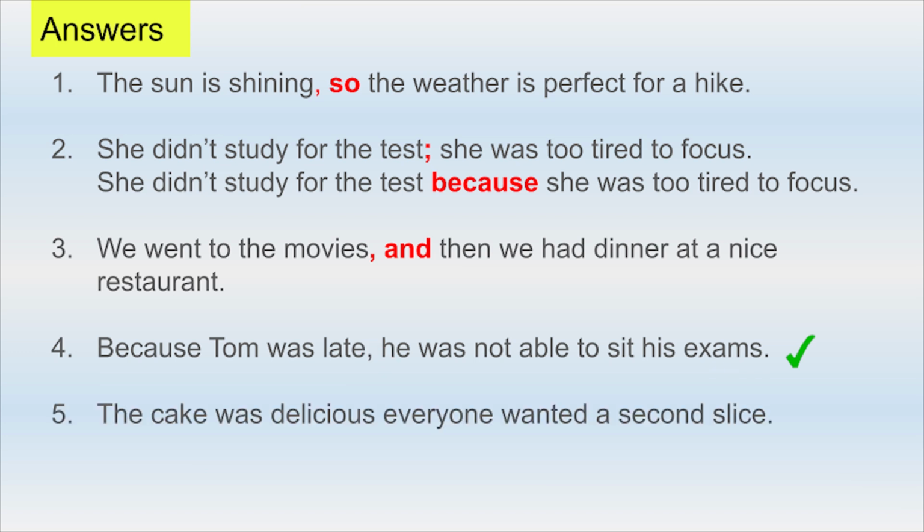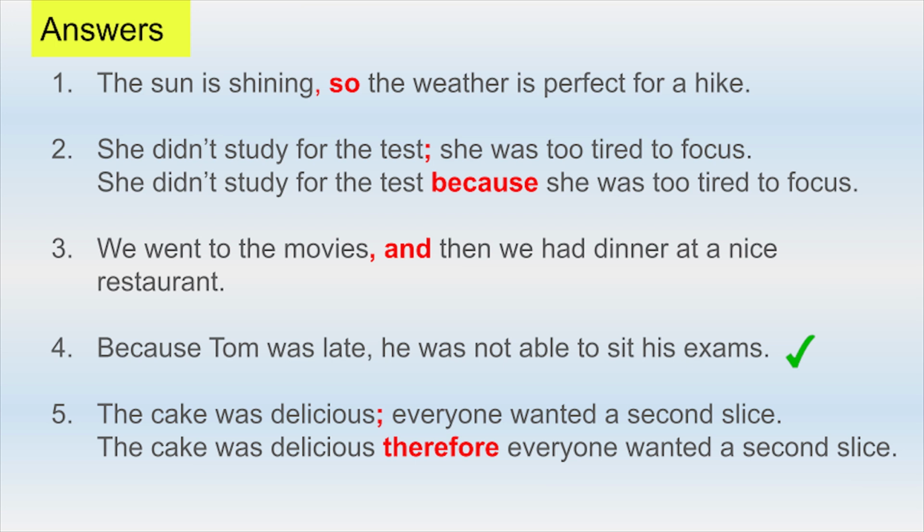Number 5. The cake was delicious. Everyone wanted a second slice. We have two independent clauses and both are related. So we could use a semicolon after "delicious", as well as we could, in place of the semicolon, use an appropriate subordinating conjunction, such as "therefore". The cake was delicious, therefore everyone wanted a second slice.